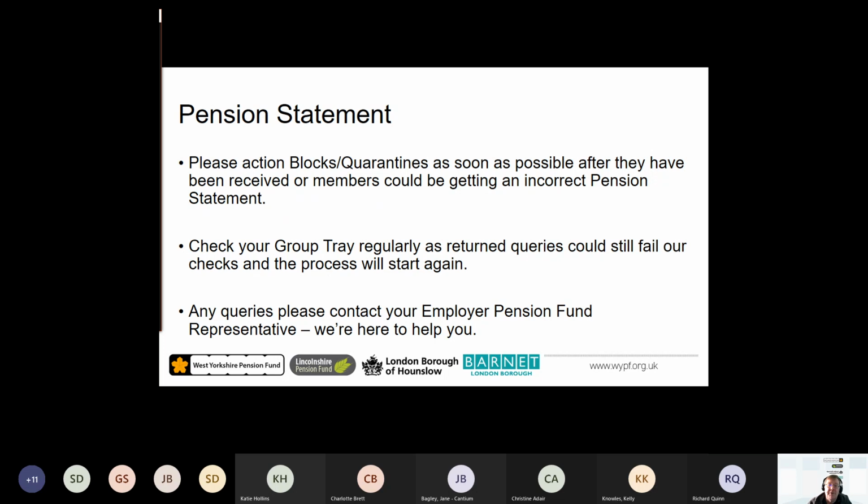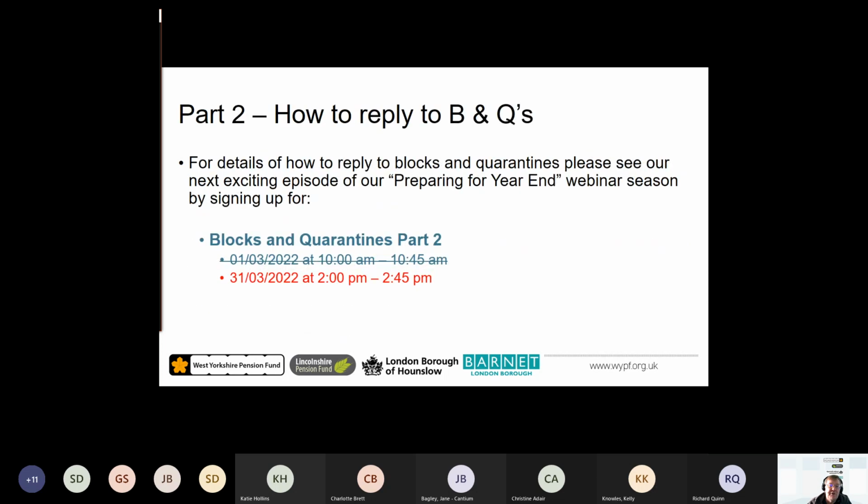So that's the theory of the block and quarantines. We are running a part 2 to this session, which will give you details of how to actually respond and reply to the block and quarantines. That's running next on the 31st of March at 2 p.m. If you want to, you can still visit our website and book for that. We look forward to seeing you there. That's the end of my session.